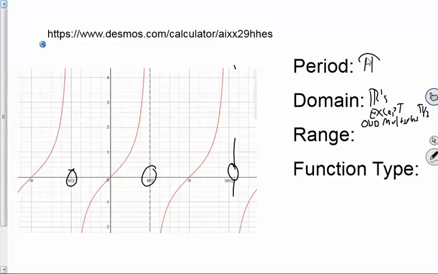Now, what's our range? Are we allowed to have anything we want? I think so. Our range is all real, so I'm going to write it like that. Now, is this an even or is this an odd? Do we have symmetry? Can I fold it up and put it in my pocket? Or is it odd where you have rotation symmetry? I believe it's odd. This is an odd function.